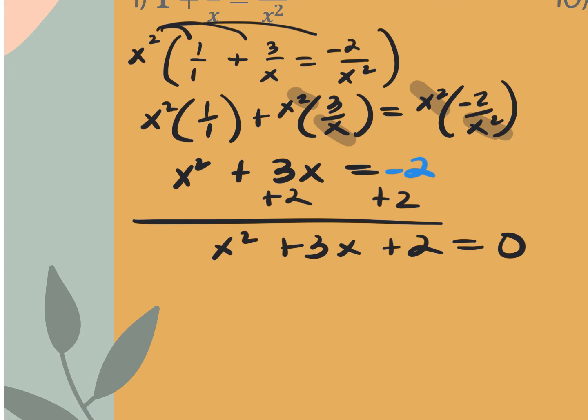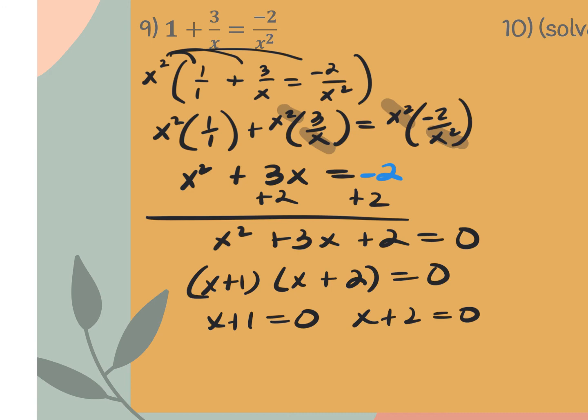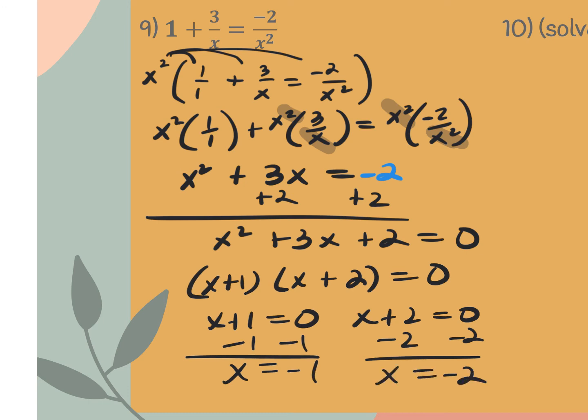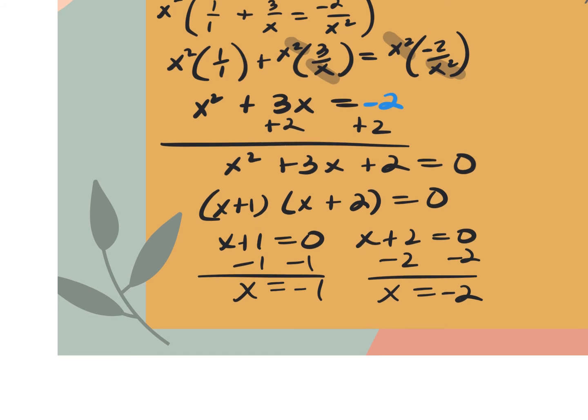So my factors of 2 that give me 3 are just going to be 1 times 2, because 1 plus 2 gives me 3. So set x plus 1 equal to 0, x plus 2 equals 0, subtract 1, and I get x equals negative 1, subtract the 2, negative 2. Notice when I plug those in to either x or x squared at the beginning, it doesn't make anything 0, so both answers are good.